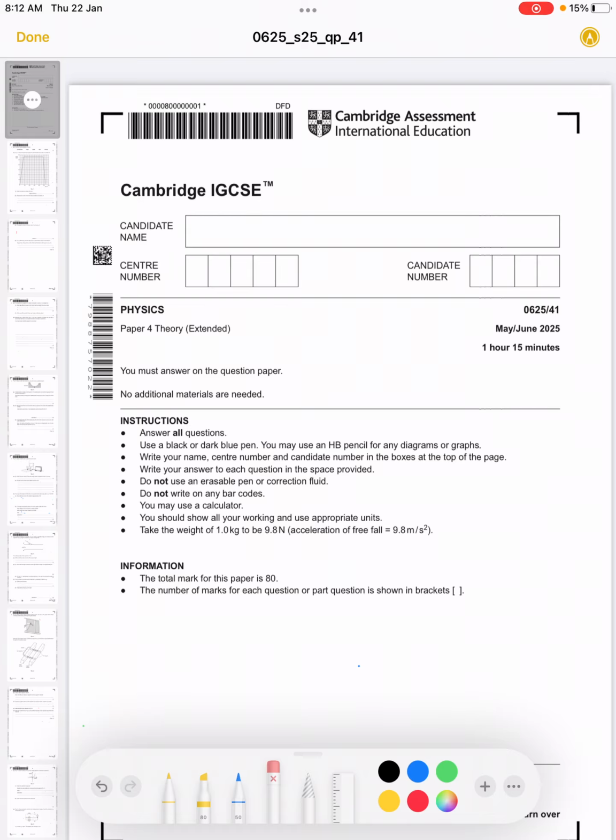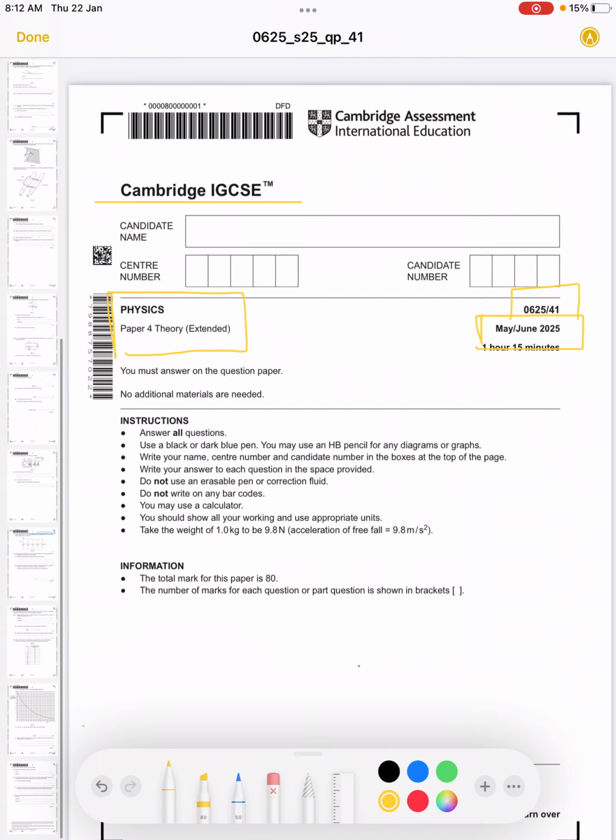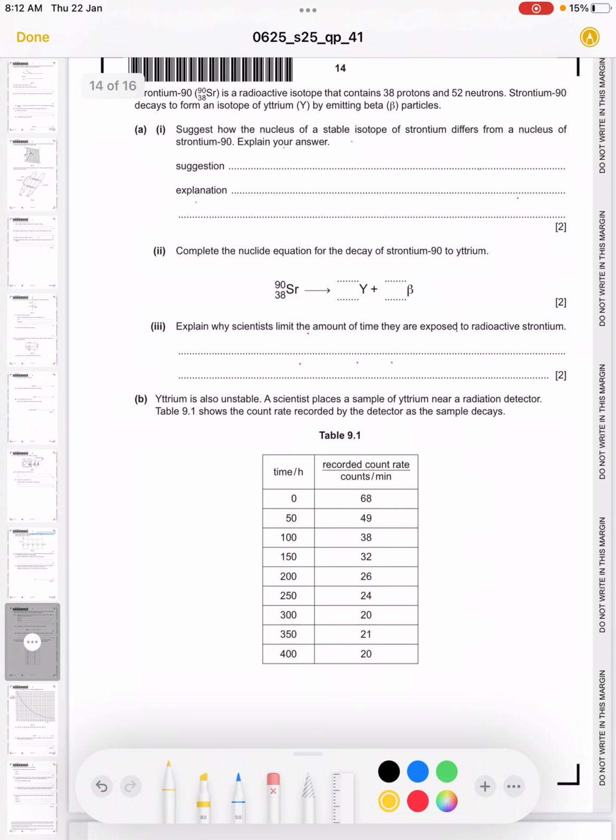I am Shamsa Jabin, and today in this video we are going to discuss Cambridge IGCSE paper 4 extended May June 2025, and here I am doing variant 1. Right, in this video we will do question number 9 of this paper.